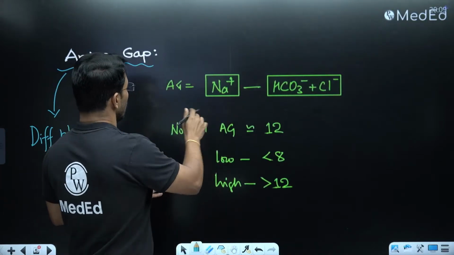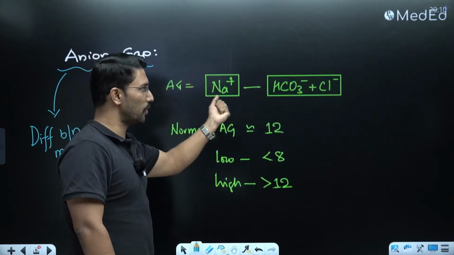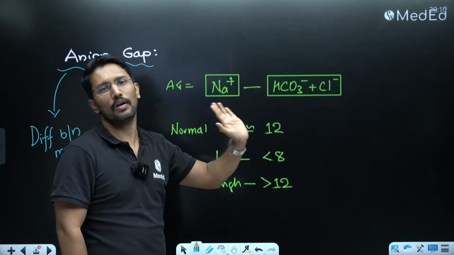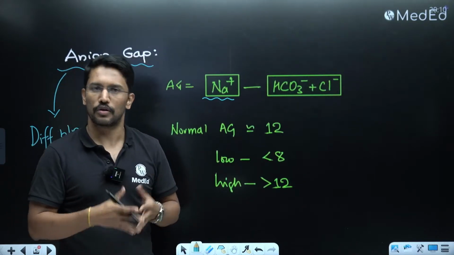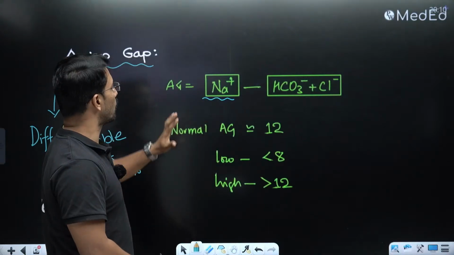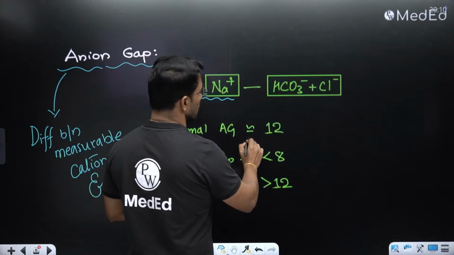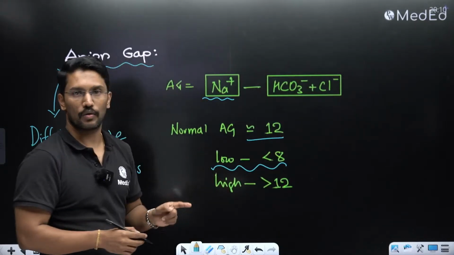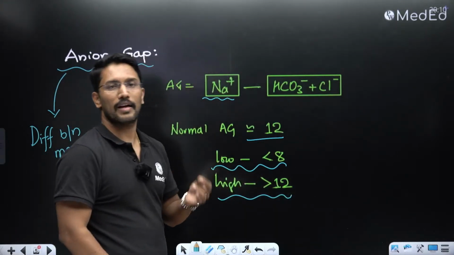Now, the formula for anion gap calculation either takes into account sodium plus potassium for the cation side and chloride plus bicarbonate for the anion side, or sometimes only sodium. Both are fine. If they have given the potassium value, you can use it. If not given, then you can use only sodium. If you are looking only at sodium, then the normal anion gap is around 12. When it is less than 8, we call it low anion gap. And when it is more than 12, we call it high anion gap.